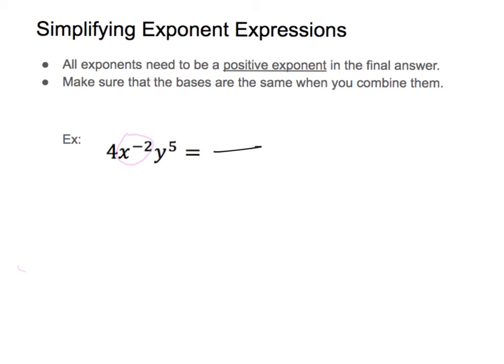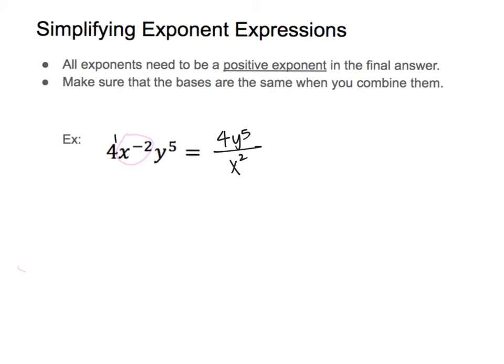So I'm going to put the x squared in the denominator, and now it gets to be a positive 2 in the denominator. Now the 4 and the y to the 5th power both have positive exponents, right? Because this 4 technically has a power of 1. So they're both positive, so I'm going to keep them in the numerator. If they don't have a negative exponent, you don't want to throw them in the denominator. Only the negative exponents. And then that's it, because I can't combine a 4, a y, and an x together. So that would be it for that simplifying.